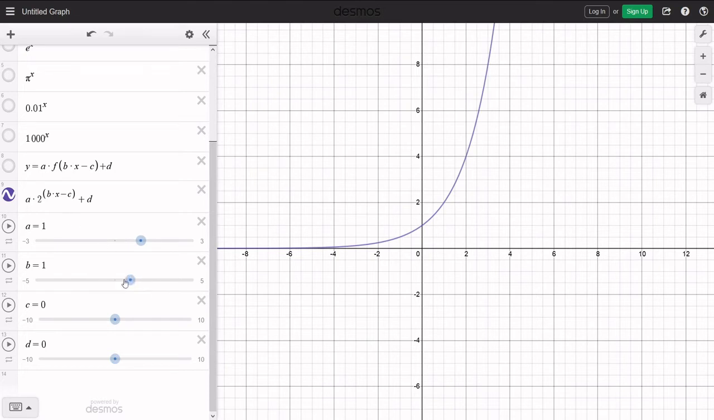B is the same horizontally though. When b is a high value, it gets compressed horizontally rather than stretched. Imagine putting your hand on this side and on this side and squeezing them together. That's what's happening here. It's getting compressed more and more. And then when you have something that's less than 1, you have a stretch. So you're pulling it apart.